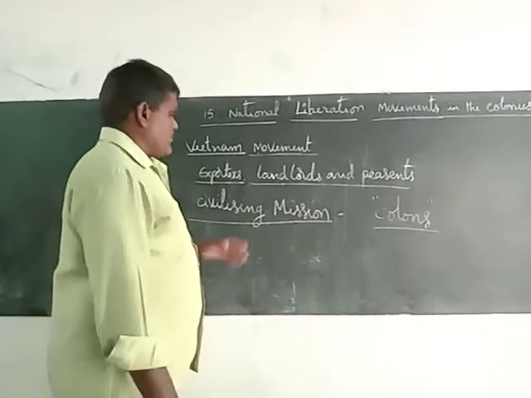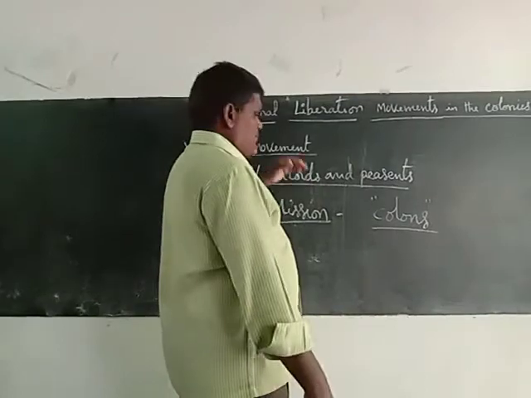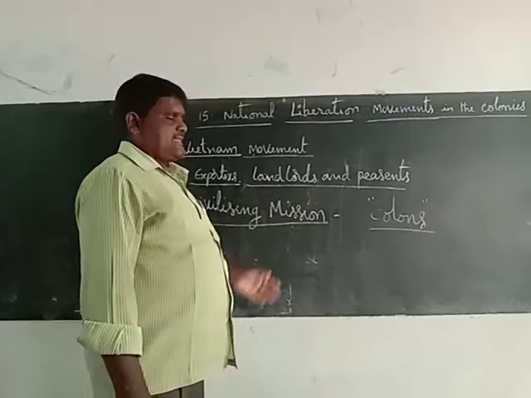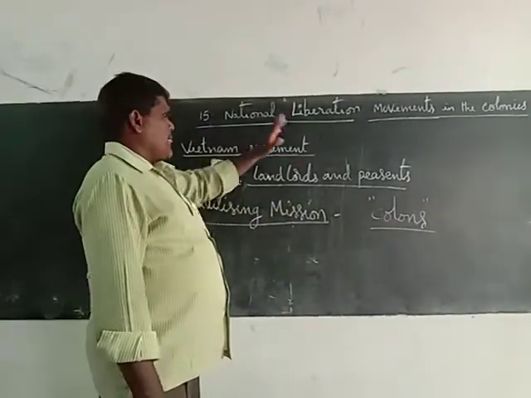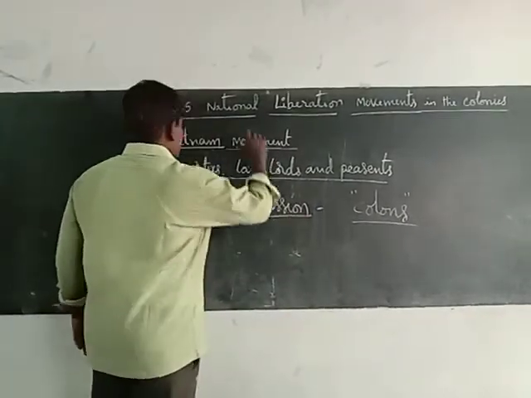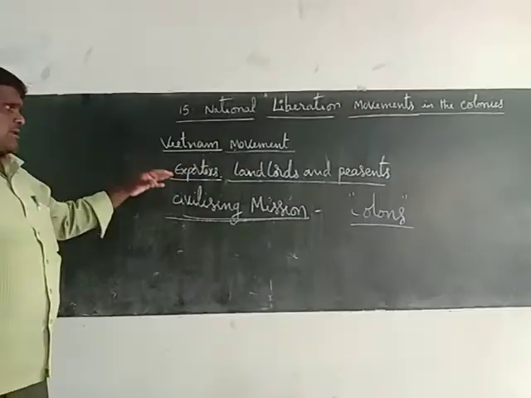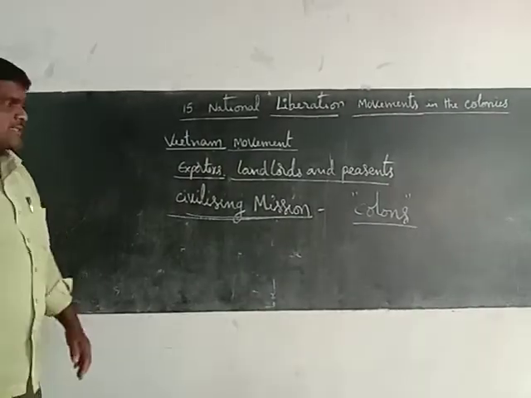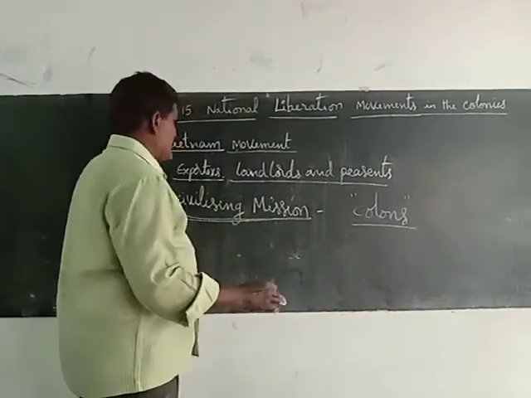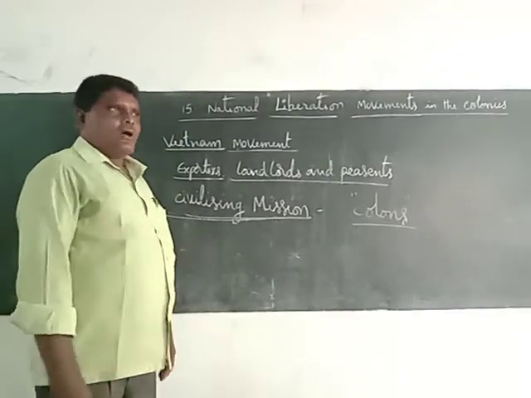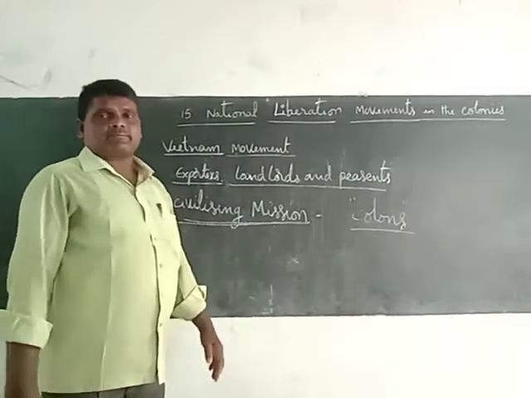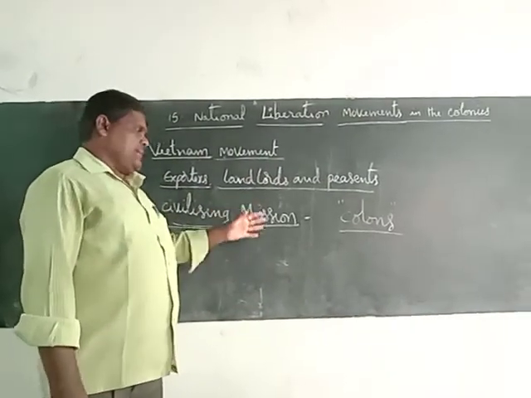The people came back from Japan and other countries. In Japan, the people were completely educated and turned against the French rulers. The civilizing mission is important to the Vietnam liberation movement. One of the important leaders was Ho Chi Minh. Ho Chi Minh is a very important leader of the Vietnamese nationalist movement.